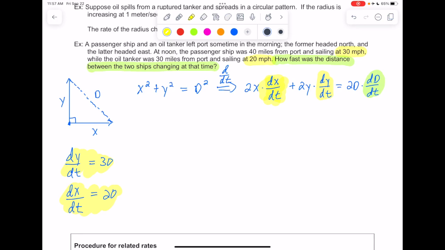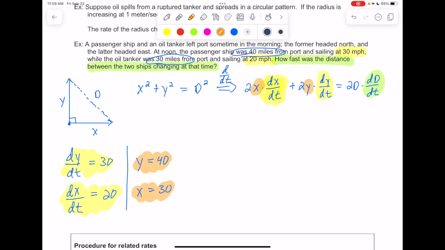So how are we going to get those? Well, they tell us that at noon, the passenger ship was 40 miles north. So at the point that we're interested in, y is going to be equal to 40. Remember, the passenger ship is the one going north, so since that was the vertical one, I labeled that as a y. And then the oil tanker was 30 miles east of the port at that point, so that was our horizontal distance, so that means that the x is 30. So if we highlight those as well, there's our y equals 40, there's our x equals 30. We could plug those in here and here. So we're trying to find the green part, dD dt. We can only really solve for that if we know all of the other parts.